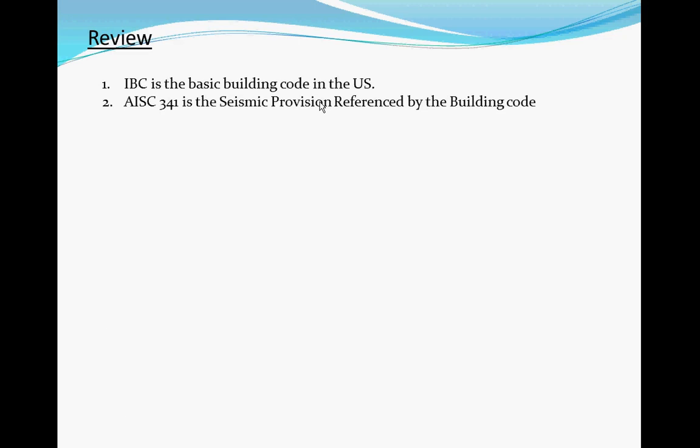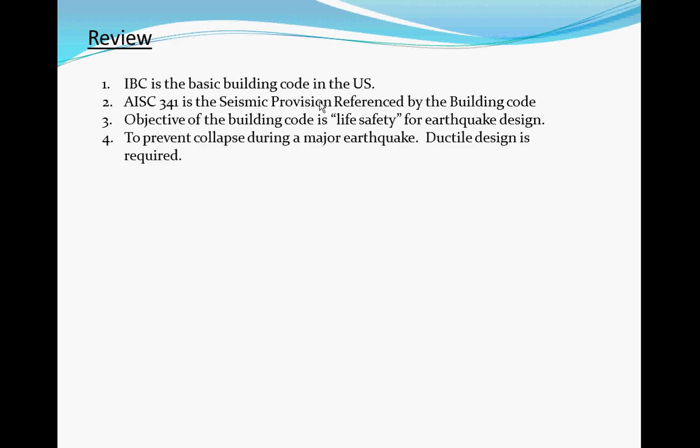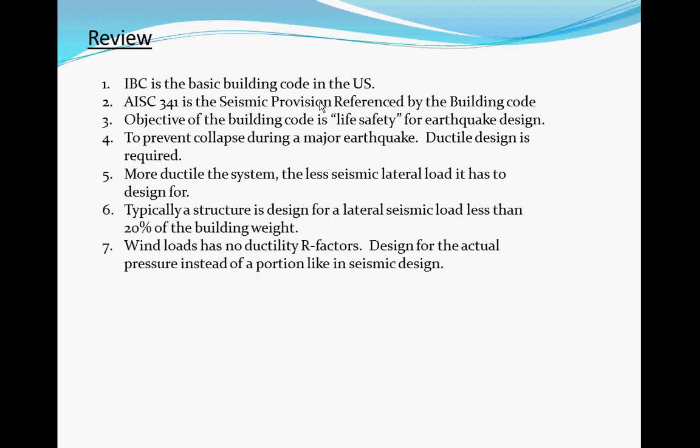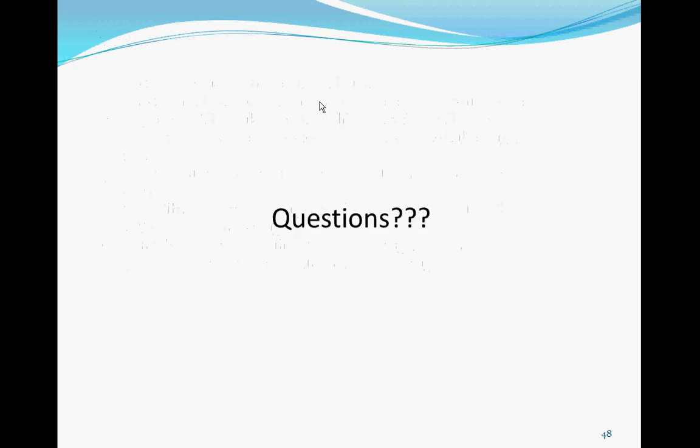It should be. So, review. IBC is the basic building code. ASCE 41 is the seismic revision referenced by the building code. The objectives of the building code are life safety for earthquake design, and to prevent collapse during a major event. Ductile design is required. The more ductile the system, the less seismic lateral force it has to be designed for. Typically, a structure is designed for lateral seismic less than 20% of the building weight. Wind loads have no ductility value or R values. They're designed for actual pressures, not portions like the seismic. When I say portions, I mean the percentage of the building weight.